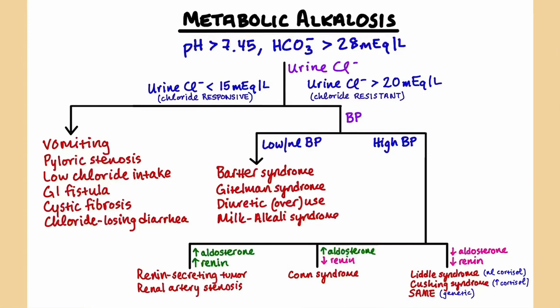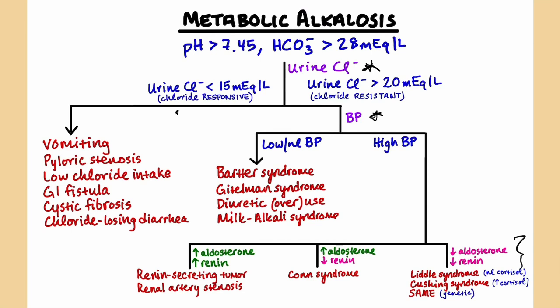Now, this is my way of mapping it. The two things that I find most important to really narrow down the diagnosis are the urine chloride and the blood pressure. If you have those things, then you are really able to narrow your differential down. And then down here, you can see aldosterone and renin levels are going to be important as well if you're dealing with a hypervolemic or hypertensive metabolic alkalosis.